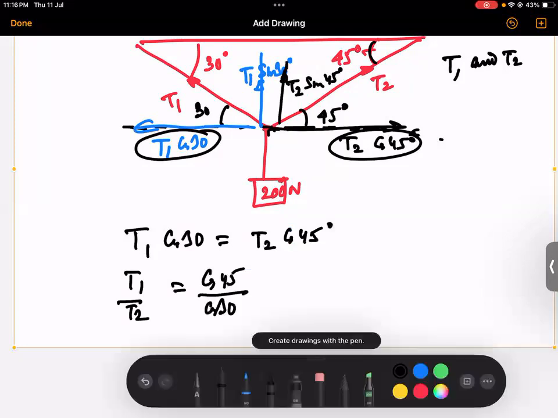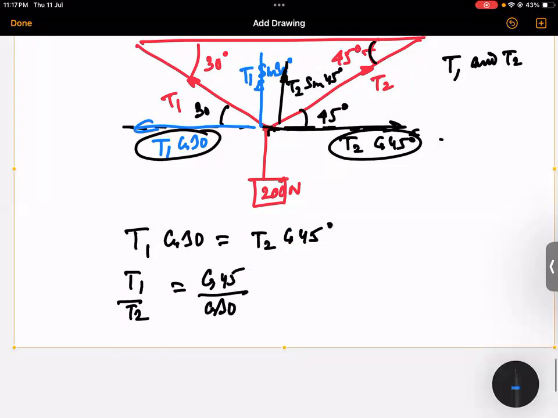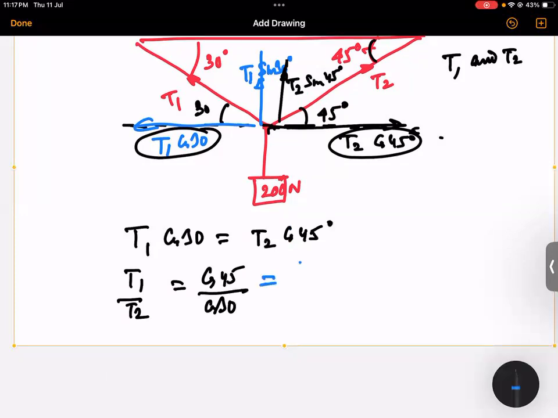So what is cos 45? Cos 45 is 1 by root 2. And cos 30 degrees is equal to root 3 by 2. So what you are getting is root 2 by root 3. So T1 by T2 is equal to root 2 by root 3.